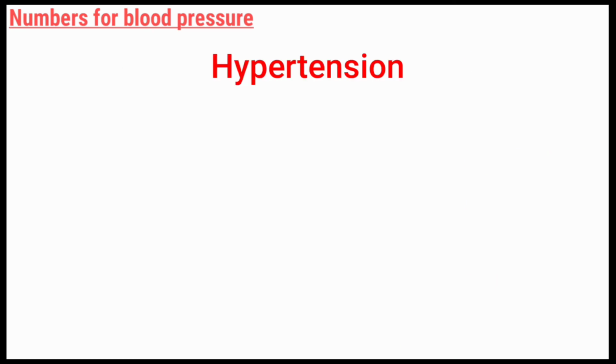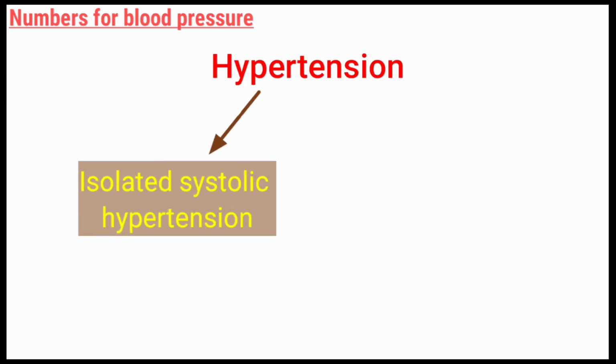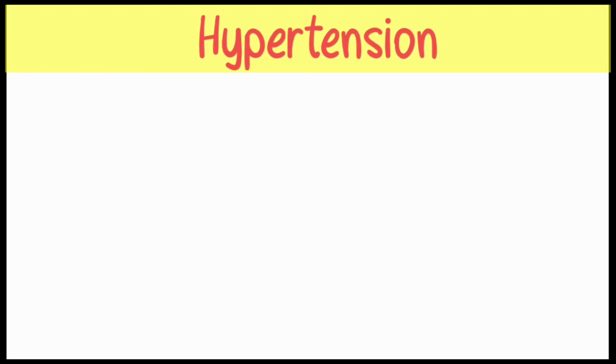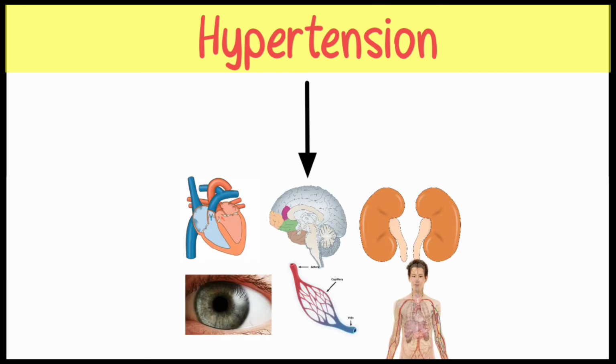Sometimes hypertension can also occur individually, like isolated systolic hypertension, where the systolic pressure is elevated and the diastolic pressure is normal. The same goes for isolated diastolic hypertension. These kinds of hypertension are more common in older adults. Hypertension is a serious condition because it can cause damage to your heart, brain, and many other organs.